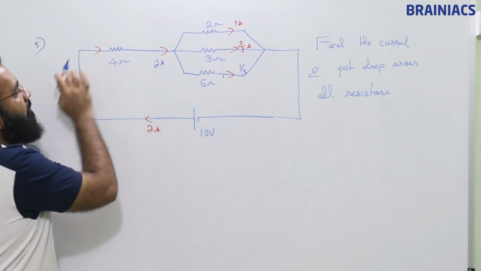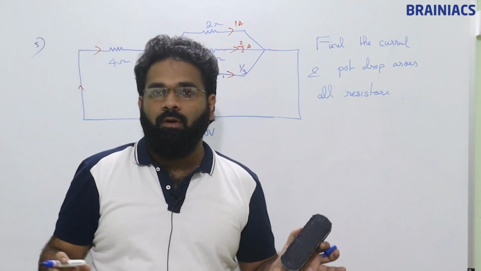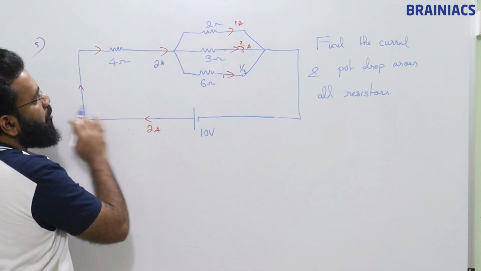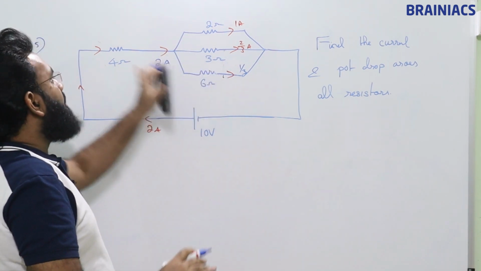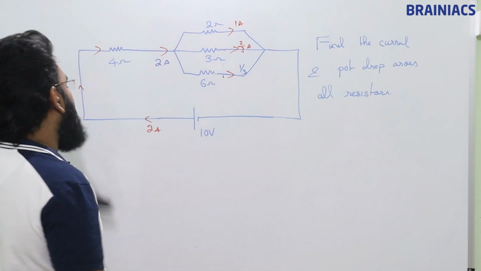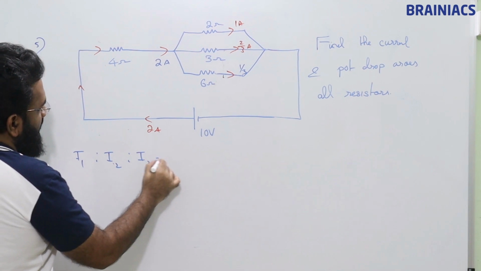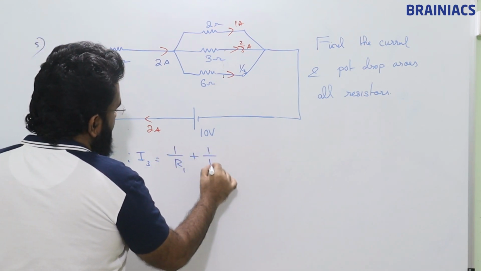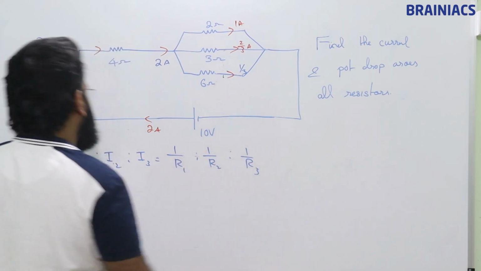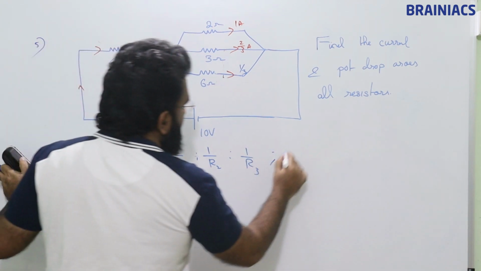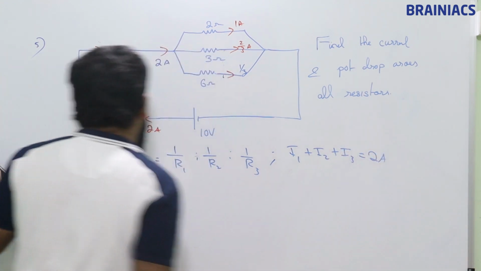Suppose we are not in a position to find this, if this resistance is not given, if you get a circuit where that resistance is not there, and using this current you are not in a position to understand that, but this current is clear, 2 ampere is coming. Then how to find? So I1 is to I2 is to I3 is equal to 1 by R1 is to 1 by R2 is to 1 by R3, sorry, not plus, the ratio. Correct? Then another is I1 plus I2 plus I3 is equal to 2 ampere.